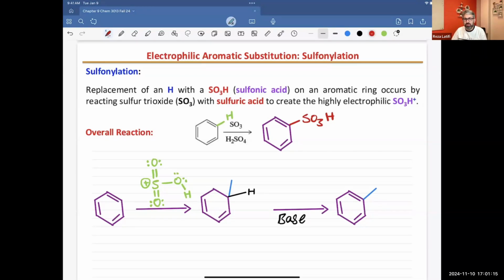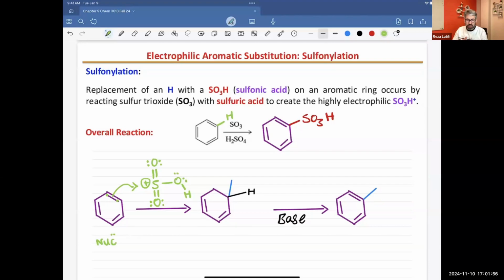That's going to give us a very reactive electrophile, and that's going to be SO3H with a positive charge. Because sulfur has a positive charge, this species is not going to be stable, and so it can attack the ring. The ring will share electrons with it, and our ring will be the nucleophile, or you can say the electrophile attacks the ring. You can call it the electrophilic attack in that case, but from the ring side, you can call it nucleophilic.